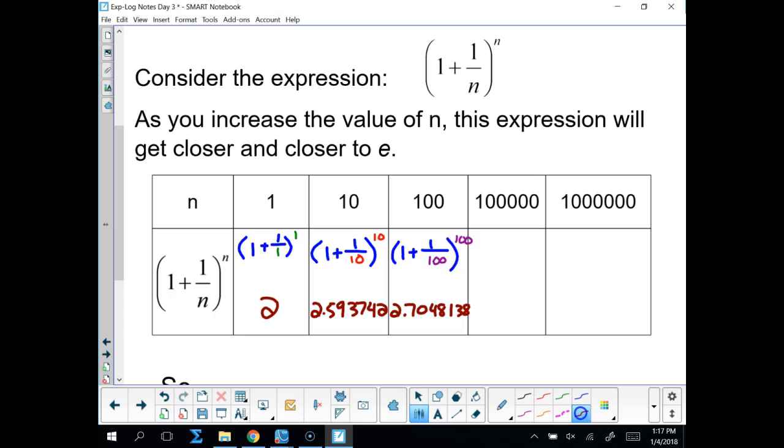What's that next one? 100,000? So 1 divided by 100,000 plus 1, raised to the 100,000 power, gets me 2.718262. Okay. Go one more.